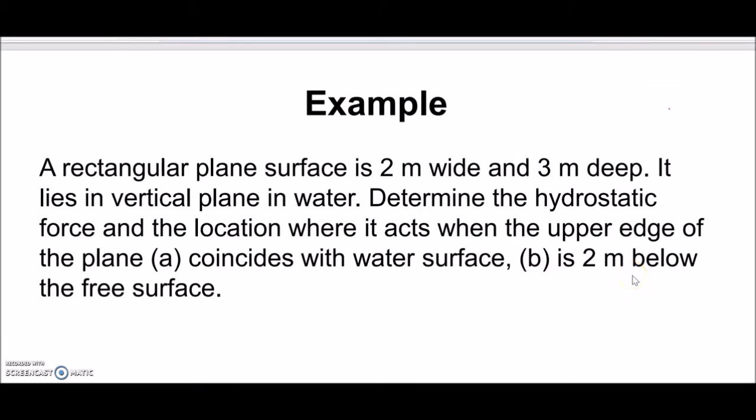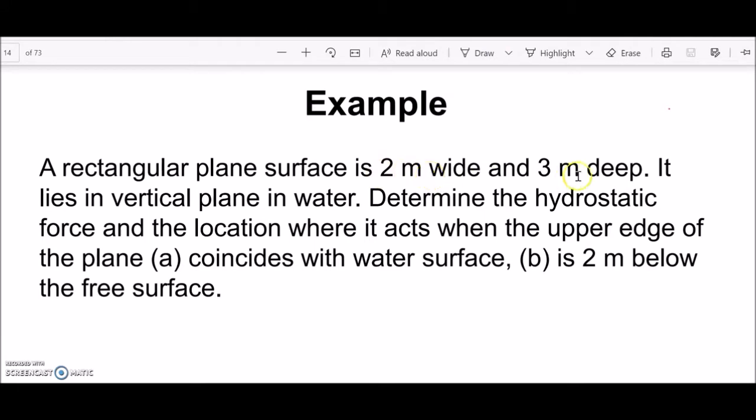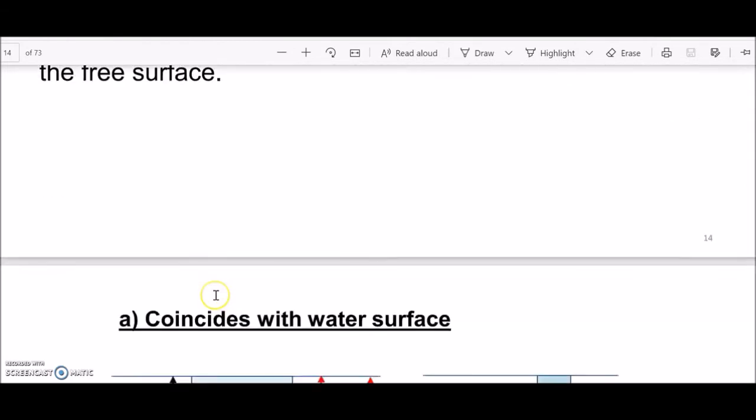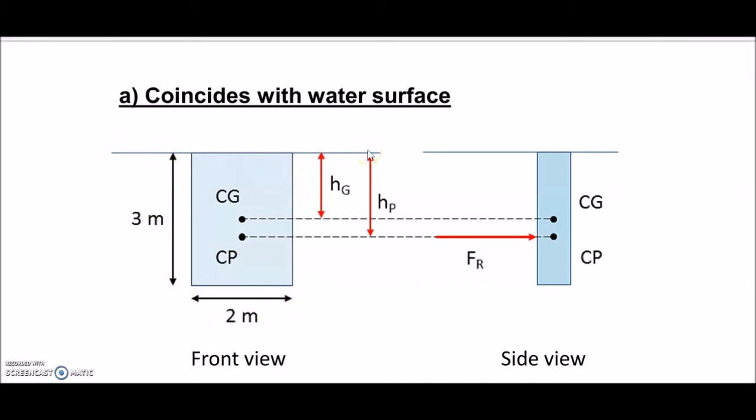So we continue with an example. A rectangular plane surface is 2 meters wide and 3 meters deep. It lies in a vertical plane in water. Determine the hydrostatic force and the location where it acts when the upper edge of the plane coincides with the water surface, and B is 2 meters below the free surface. So we have a plane surface with 3 meters depth and 2 meters width, and it is immersed in the water.